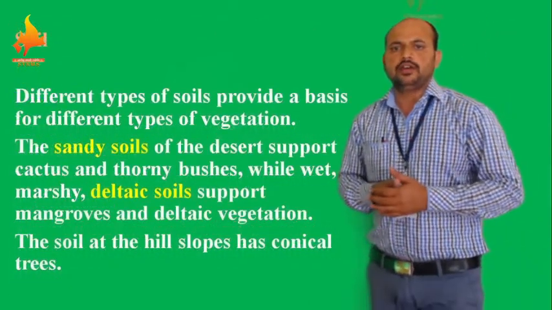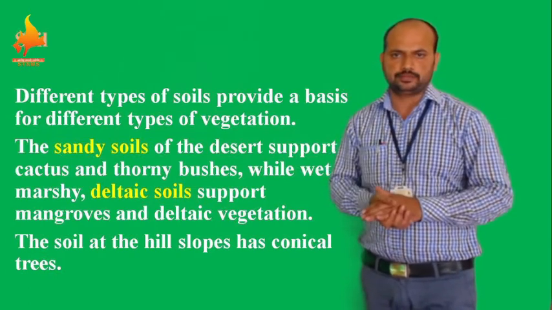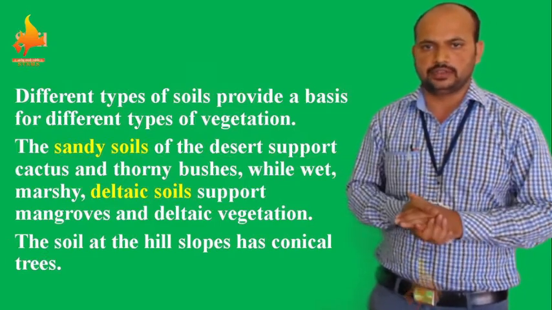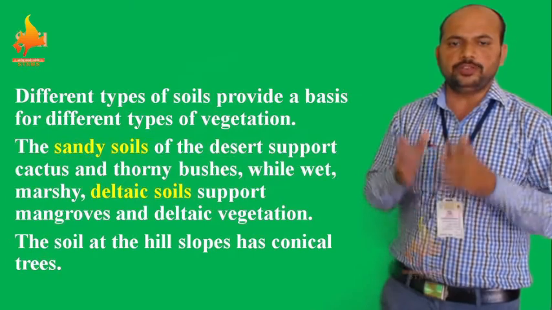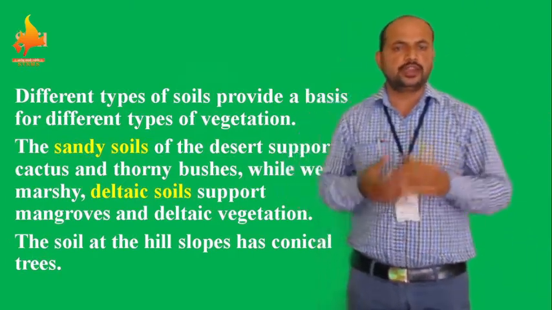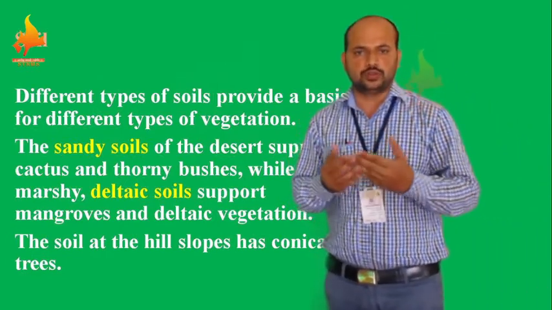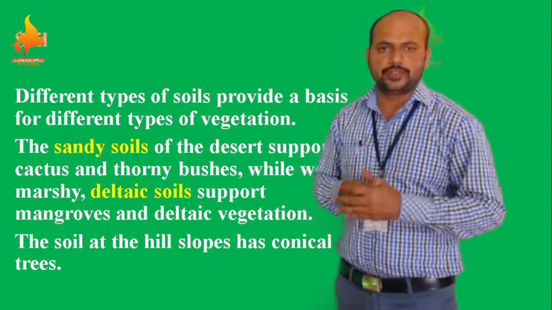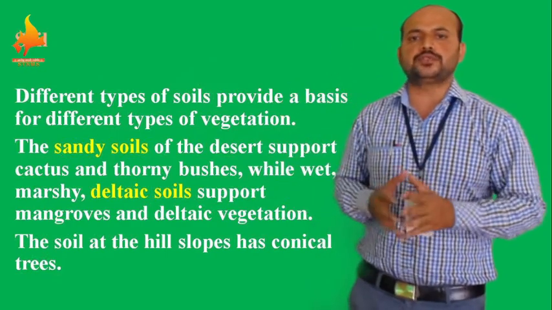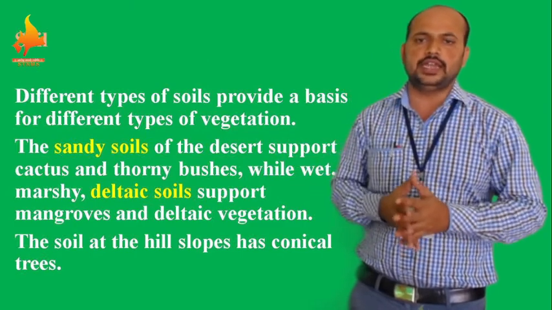Now the second factor that affects the vegetation is soil. We have different kinds of soil in our country. Different types of soil we find in our country, and these types are sandy soil, deltaic soil, black soil. Understood? The black soil is even called regur soil. Red soil we have, mountain soil. So as per the types of soil, we have different types of vegetation in our country.